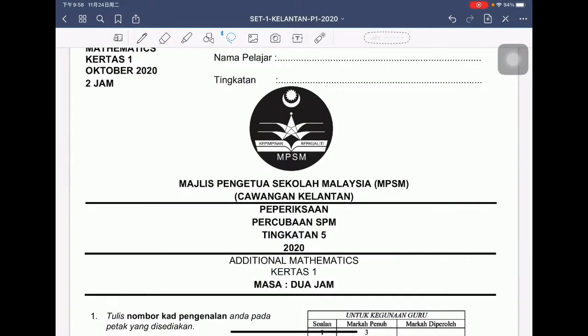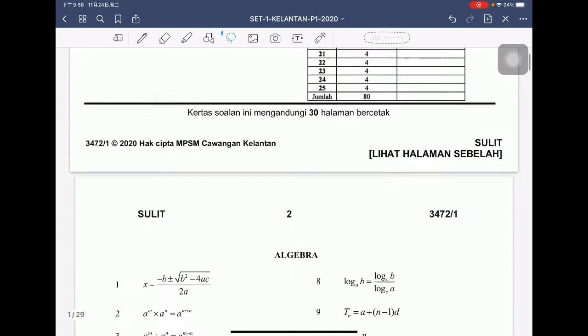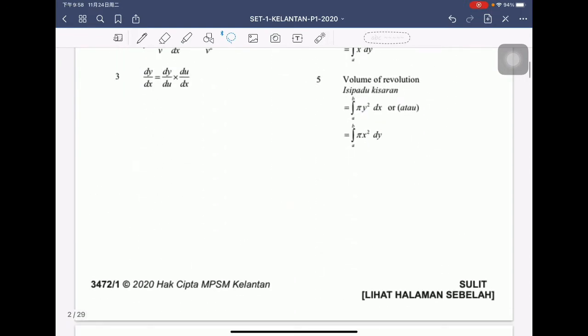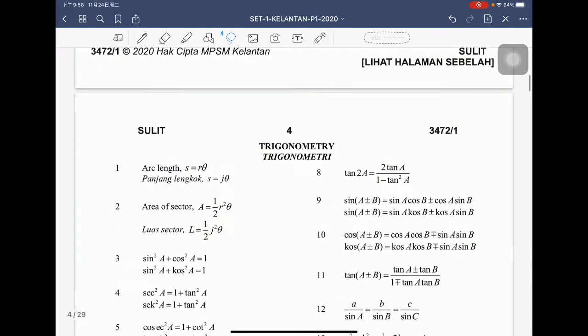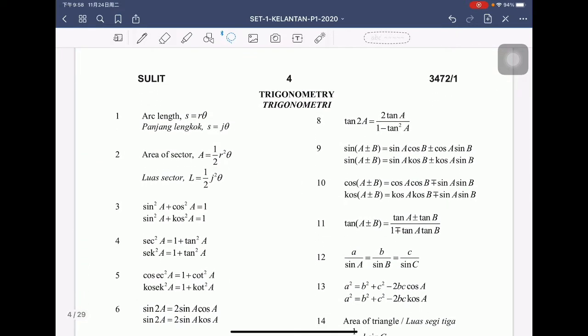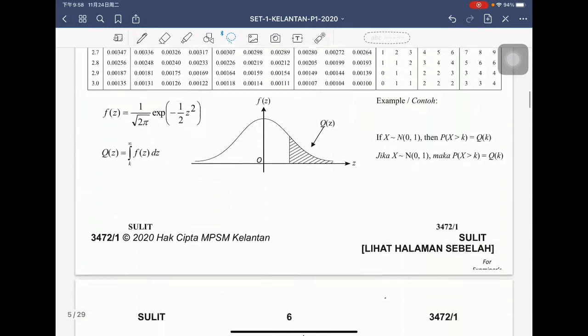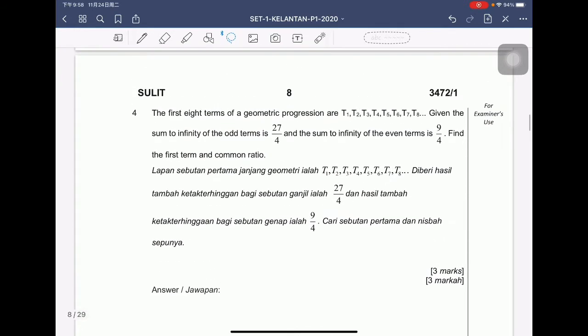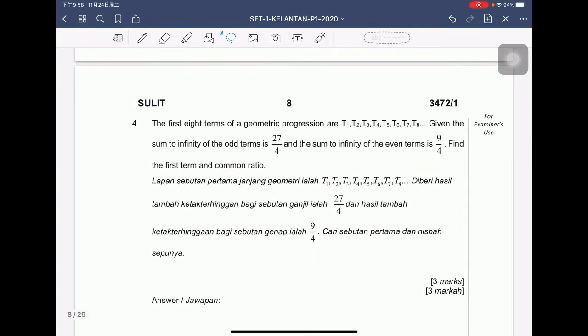So hi everyone, today I'm going to discuss the SPM trial paper 2020 from the Kelantan State. I will only discuss the questions that most of my students did wrong, and some of the questions that I feel are very weird, or maybe the scheme got something wrong there. I will also discuss it. So without wasting any time, my first question will be question 4.